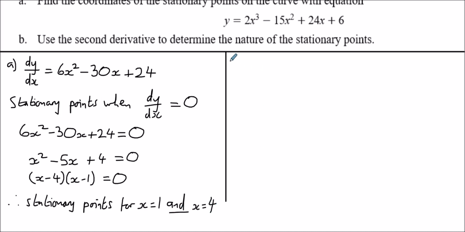For part B, we now use the second derivative to determine the nature of these stationary points. So for part B, let's just pick when x is 1 first. Also as well, what we'll need to do is we need to find the second order derivative. And so the second order derivative, d squared y over dx squared, we differentiate this again, we get 12x minus 30.